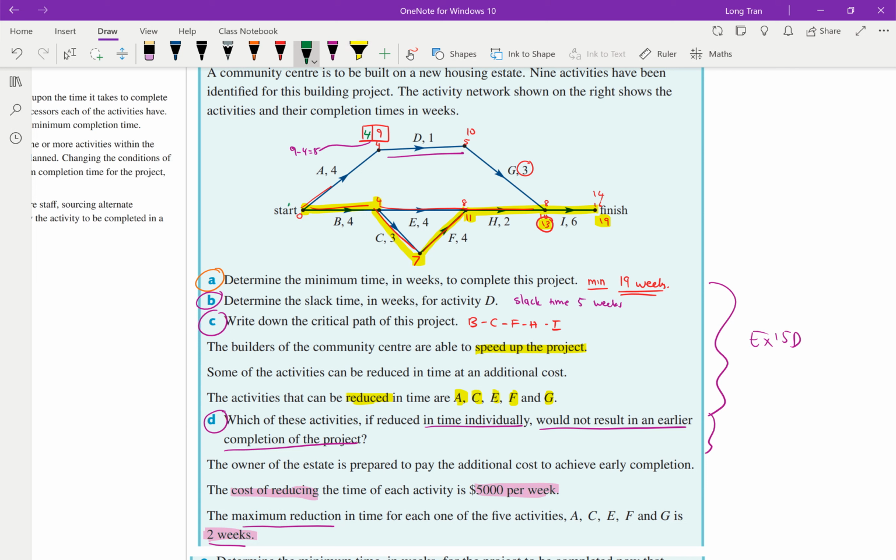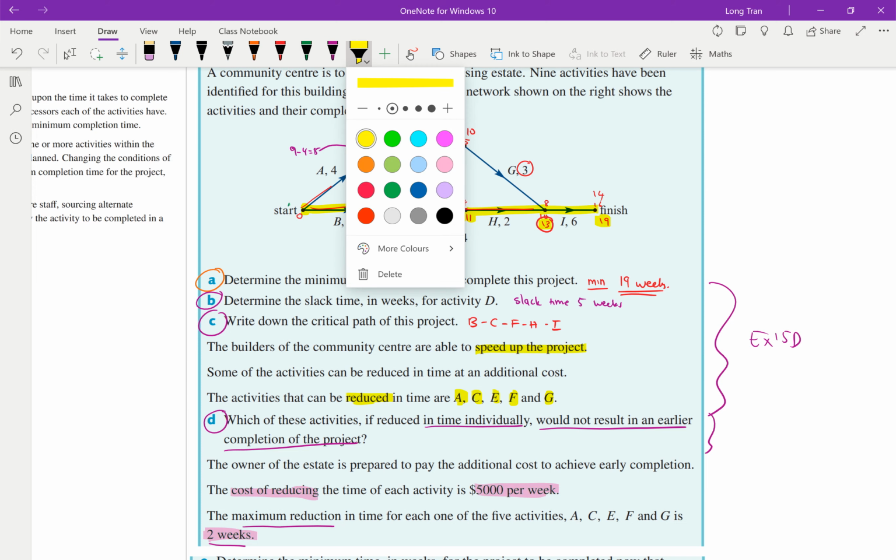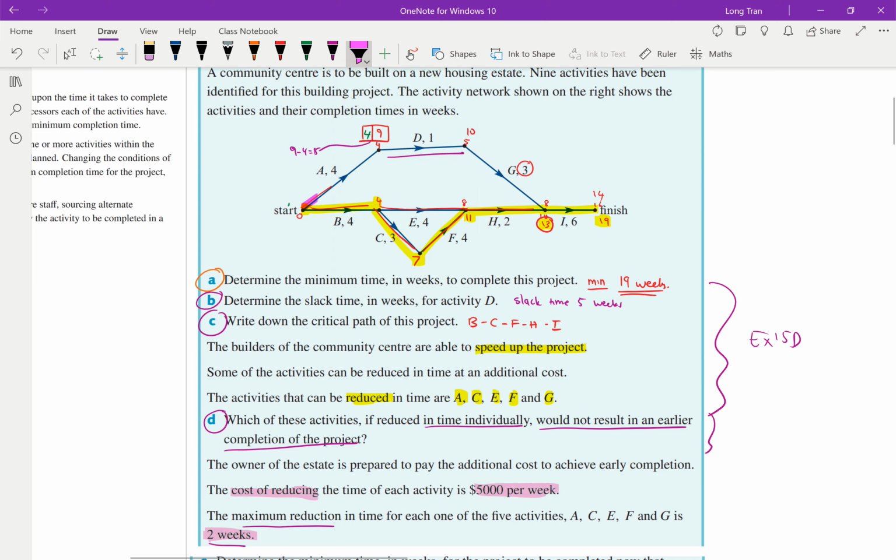Minimum time required is 19 weeks. And they're saying that the only activities that can be reduced are A, G, C, E, and F. So C, E, and F. Okay, so those are my 5 activities or 5 edges that I can reduce. Now they're asking, out of those 5, which ones do not result in an early completion of the project? Well, anything that's not on the critical pathway.